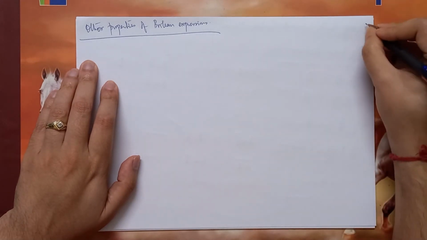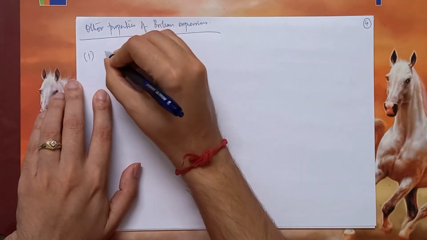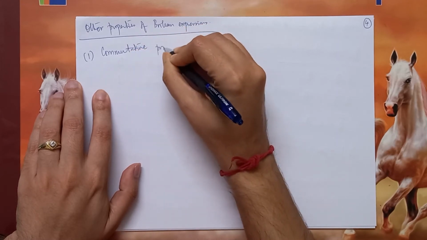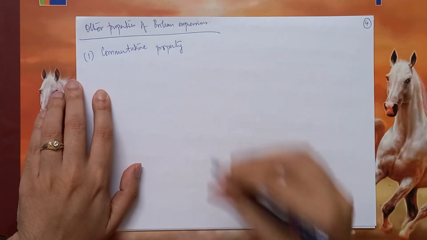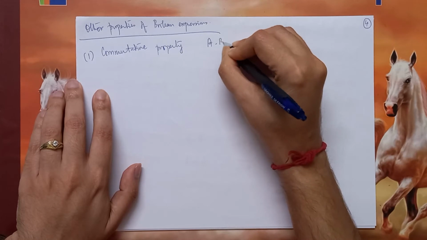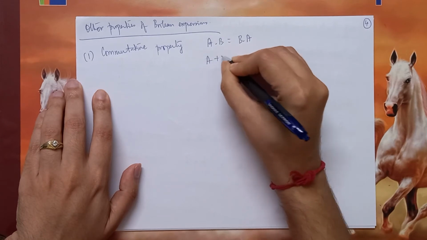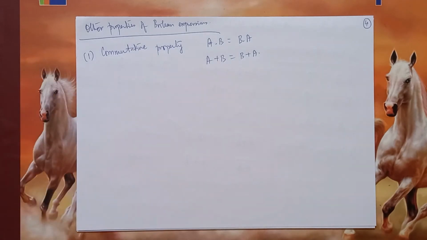Other properties of Boolean expressions. The first property is called the commutative property, which says that A dot B is equal to B dot A. Likewise, A plus B equals B plus A. Once again, this plus is for the OR operation, not addition. So, whichever way you do this operation, the dot or the plus, whichever order, it does not matter.